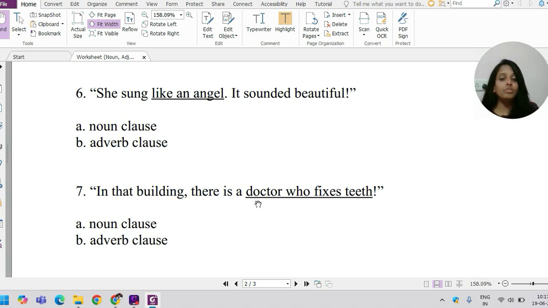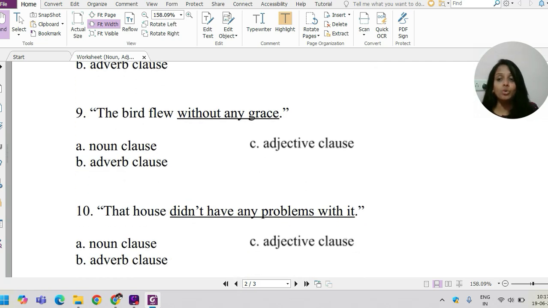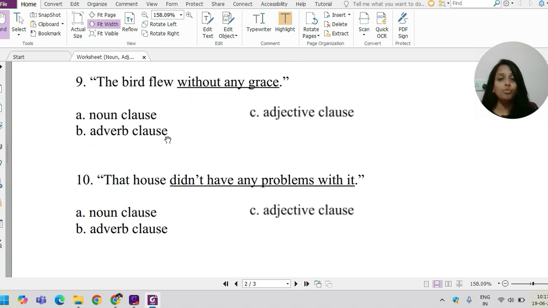In that building, there is a doctor who fixes teeth. Dentist, right? So it's a noun class. There is an instructor of the youth in the school. Again, it's a noun class. The bird flew without any grace. It's an adverb class. That house did not have any problems with it. This one is an adjective clause. Easy, right? And I'm going to tell you some of the do's and don'ts for clauses.